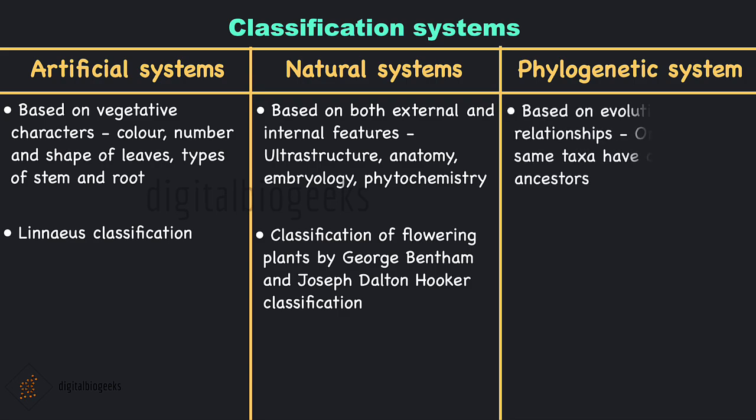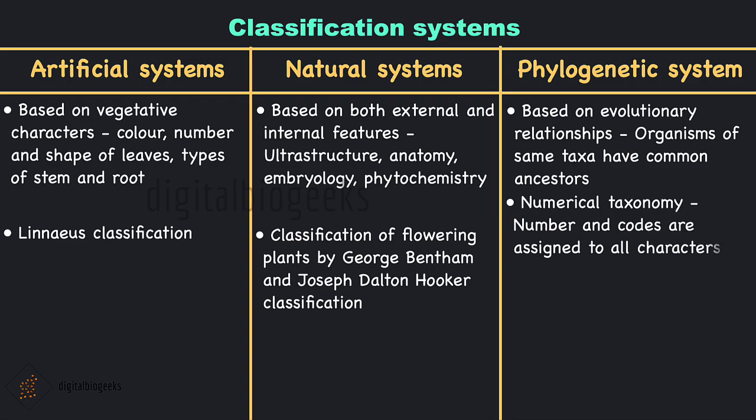Presently, there are phylogenetic classification systems based on evolutionary relationships between various organisms. This classification assumes that organisms belonging to the same taxa or same group have a common ancestor. There are 3 approaches in phylogenetic classification.